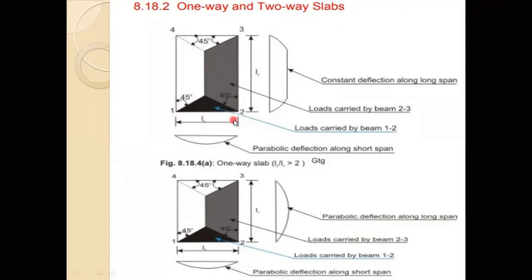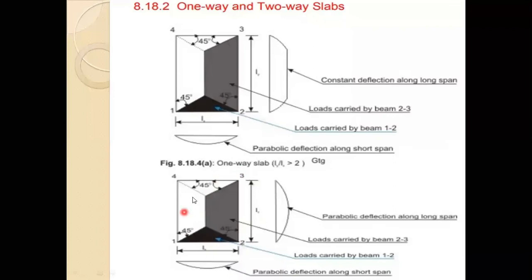And another steel, which is called distribution steel, will be provided along the y direction, that is, parallel to the y direction. So a slab in which main steel is provided in the shorter direction and the distribution steel is provided along the longer direction, such a type of slab is nothing but a one-way slab.